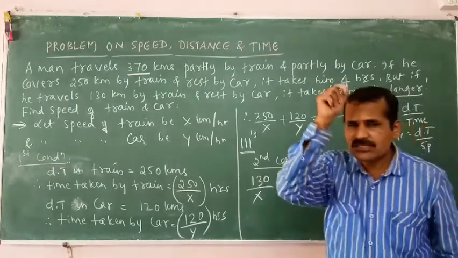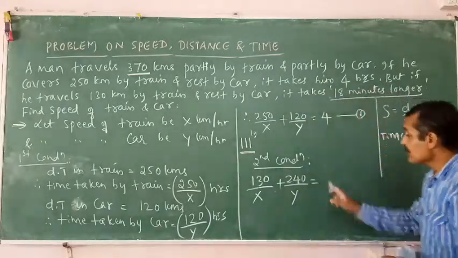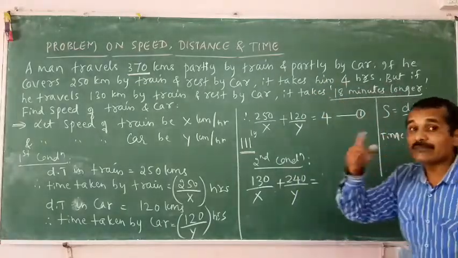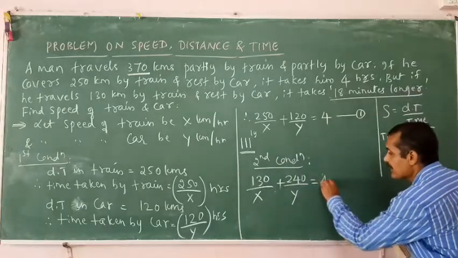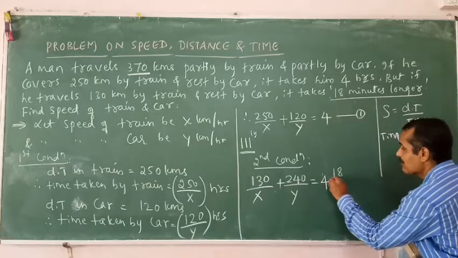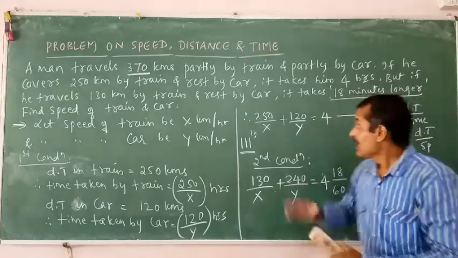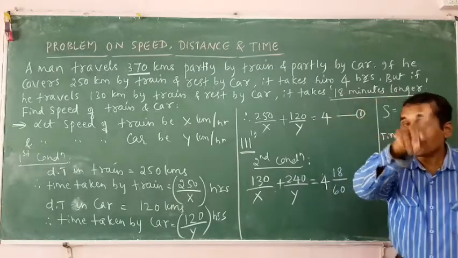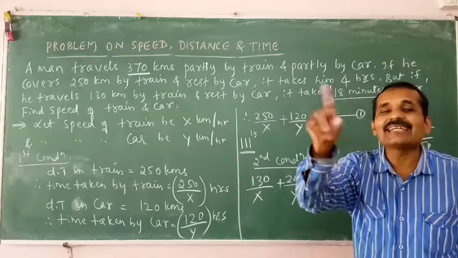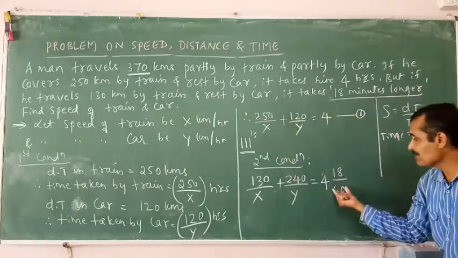My dear children, this is the place where you are committing a mistake. It is not 18. It is 18 minutes more compared to earlier. I should write 4 integer 18 by 60. Why is this 4 integer? It takes 18 minutes more than 4 hours, means 4 hours plus 18 minutes. That minutes has been converted into hours. So this is 18 by 60.